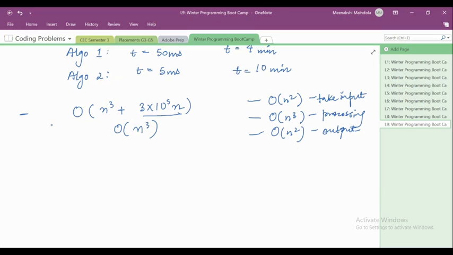No, so the time complexity shouldn't be order of n cube plus n. In this case, it is going to be only order of n cube. That is what we are discussing here.